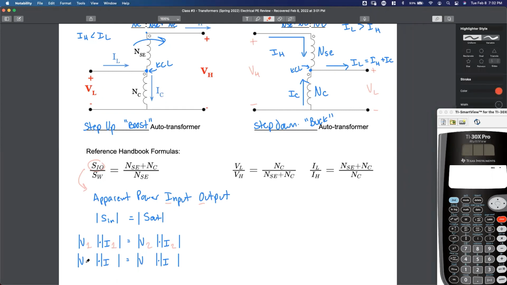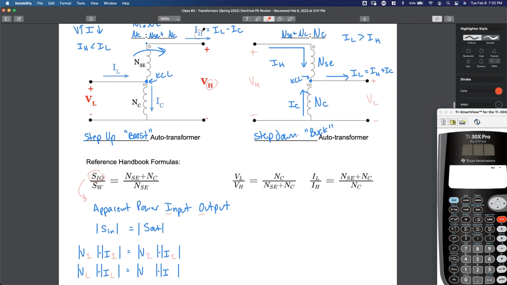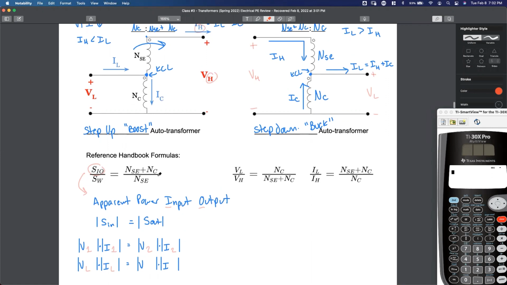So that's the same as VL and IL. All right, what about the output power of a step-up autotransformer? What's the V and I on the secondary? Now it's the voltage and the current on the high voltage side. So it's VH, IH.